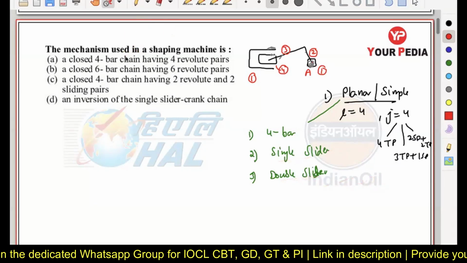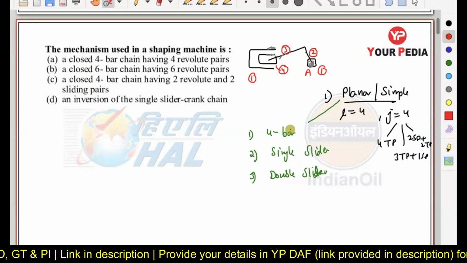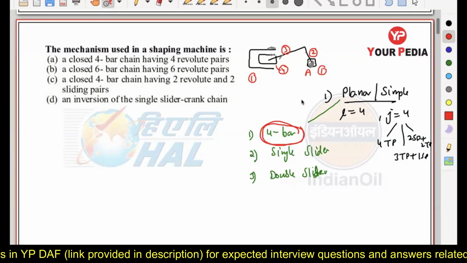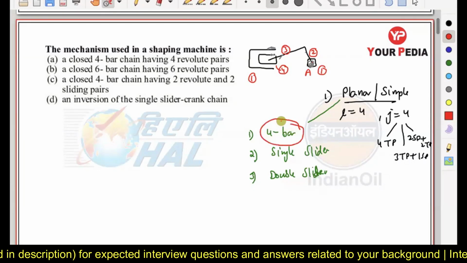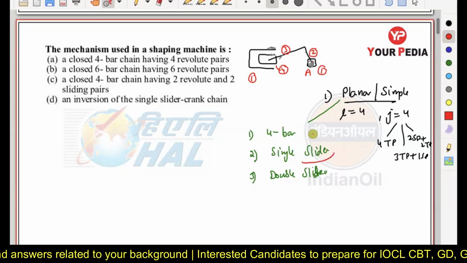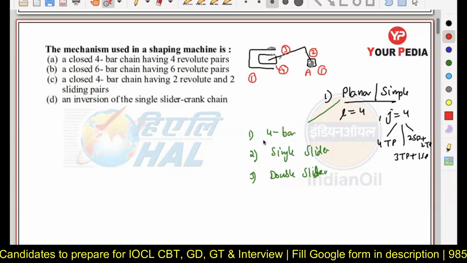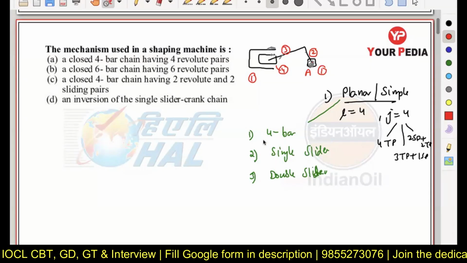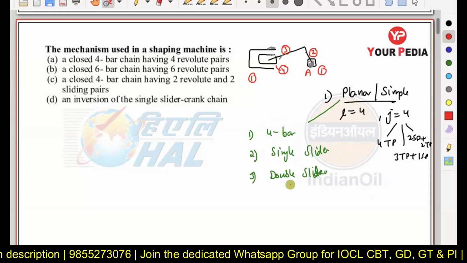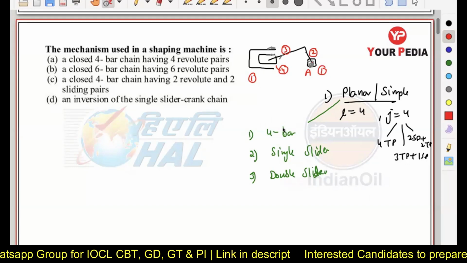Now, if we talk about inversions, what kind of different mechanisms can you obtain? If we talk about the 4-bar mechanism, we may have a simple crank rocker mechanism, double crank mechanism, double rocker mechanism, and so on. In the case of the single slider crank mechanism, you may have a reciprocating engine, reciprocating pumps, crank and slotted lever mechanisms, Whitworth quick-return mechanisms, and so on. In the case of the double slider, you may have Oldham couplings, elliptical trammel, etc.